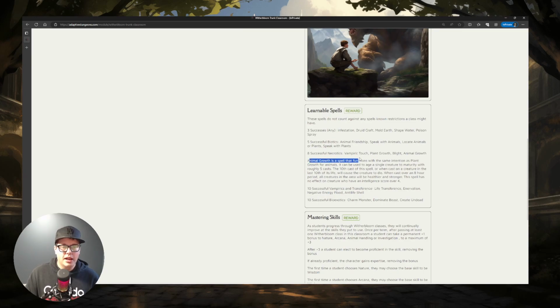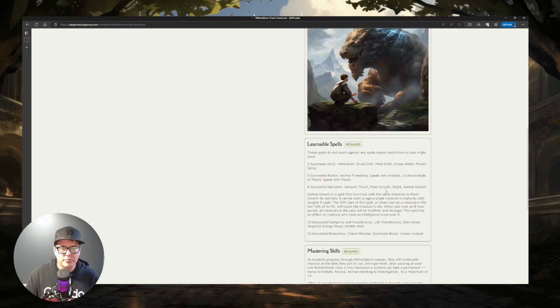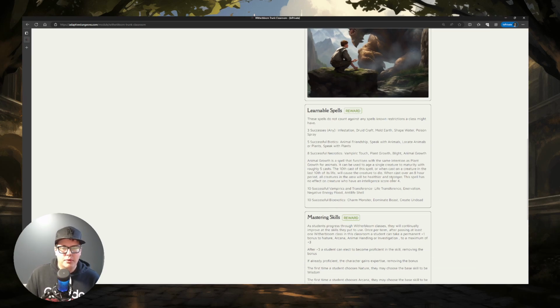So animal growth has this caveat here. It says it is a spell that functions with the same intention as plant growth for animals. It can be used to age a single creature to maturity with roughly 5 casts. The 10th cast of this spell, or when cast on a creature in the last 10th of its life, will cause the creature to die. As you can see, animal growth is not an actual spell, it's just my interpretation of plant growth, but for animals. When cast over an 8-hour period, all creatures in the area will be healthier and stronger. The spell has no effect on creatures who have an intelligence score of 4 or over.